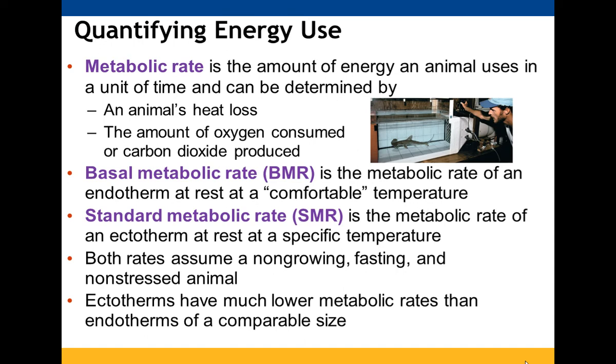Basal metabolic rate is what you and I would look at to determine our metabolic rate, because we would be endotherms: what you are at rest at a comfortable temperature. Ectotherms would have a specific temperature because they could be at a range of temperatures, and those are called standard metabolic rates. No matter whether you're dealing with an endothermic or an ectothermic metabolic rate, you would be at a state where you're not growing, you have not eaten for a while, and you are not in a stressful environment. Ectotherms are going to have lower metabolic rates than endotherms of the same size because, again, endotherms have to generate their heat, while ectotherms do not.